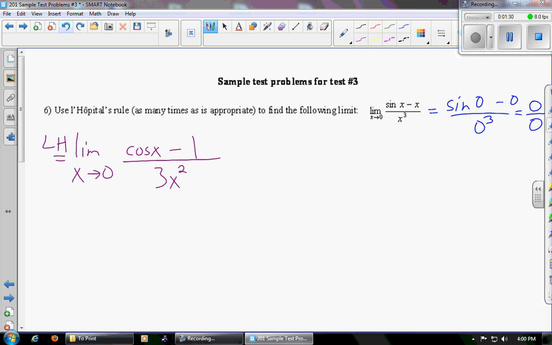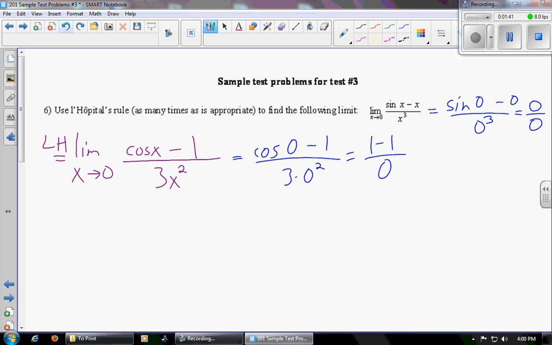And now I have a new limit, so guess what? Plug in. All the x's become 0. Cosine of 0 is 1. 1 minus 1 is 0. 3 times 0 squared is 0. Oh, shucks. 0 over 0, meaning there's more work to do. So let's do some more work. And that more work is another application of L'Hopital's rule. I'll indicate it there.